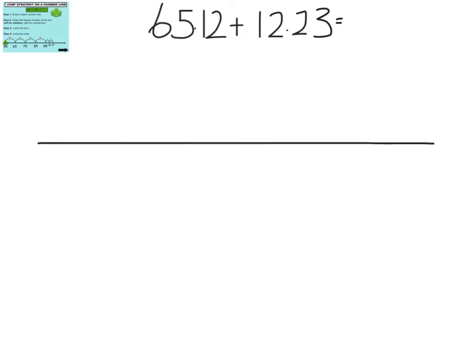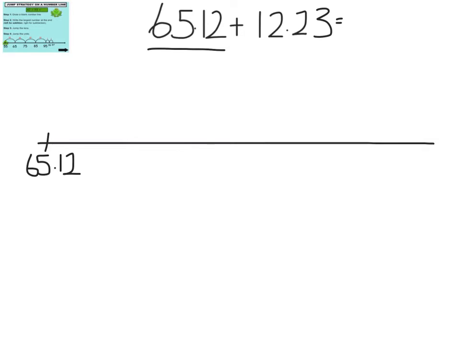Alright, and then what we're going to do next is we're going to put the biggest number or the largest number on our number line. So the largest number I have here is 65 and 12/100ths. So I'm going to put 65 and 12/100ths on my number line. Alright, so what we're going to do is we're going to add our second number.